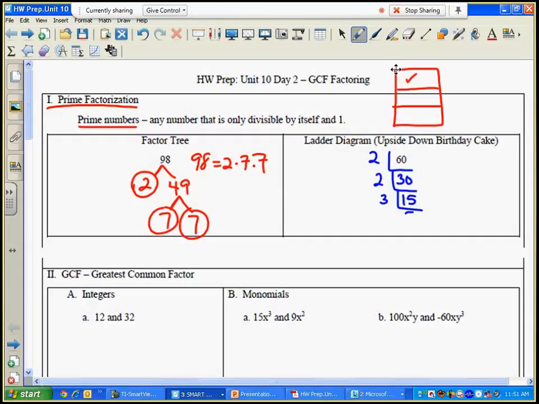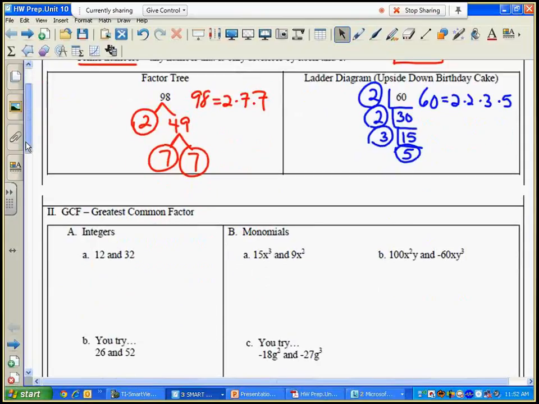Okay, then 15 breaks down to 3 and 5. All these numbers that are on the outside of this ladder or upside-down birthday cake, all of these numbers I'm circling now, these are going to be the primes that go into the prime factorization. So we could write that 60 is 2 times 2 times 3 times 5.